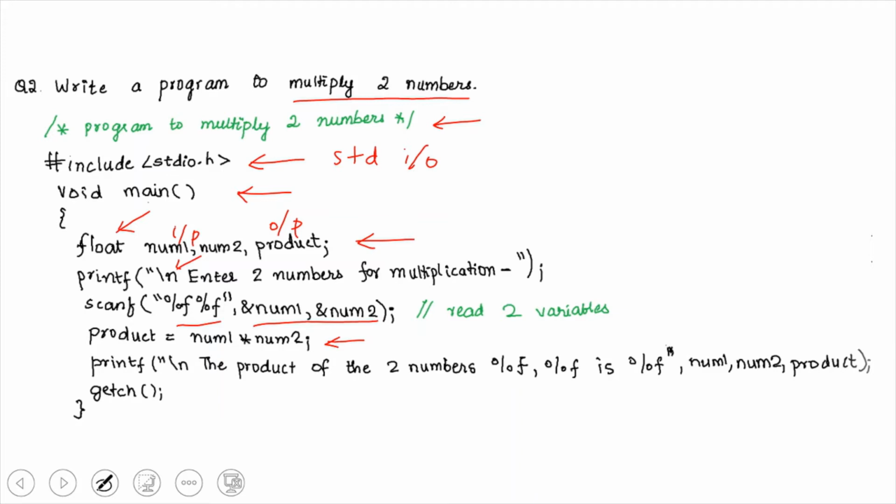Then finally, we have to print the product, which is using this printf statement, printf with \n, again for a new line. The product of the two numbers %f is %f, which means that num1 value will be replaced here, num2 value will be replaced here, and the product value will be replaced in this %f. So with this we complete the first program.